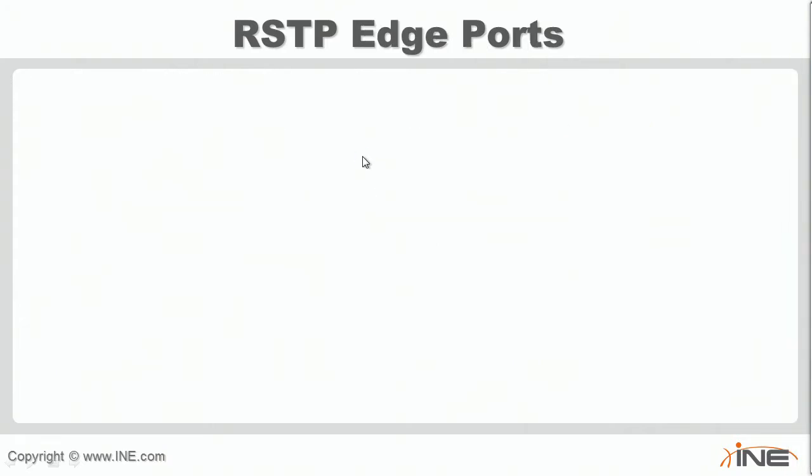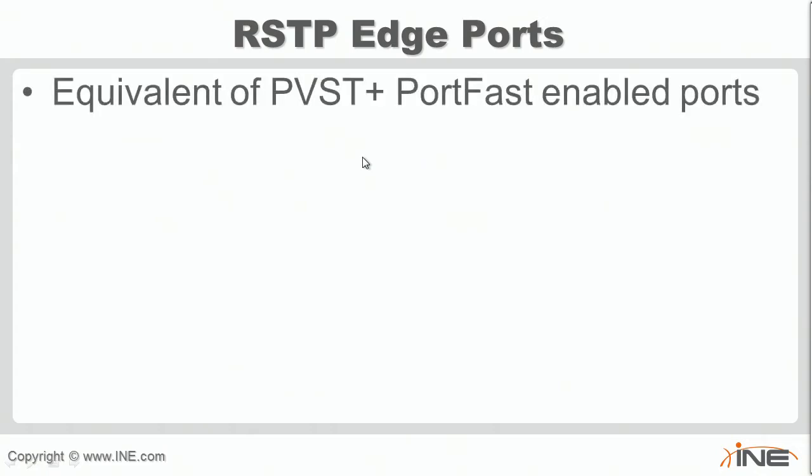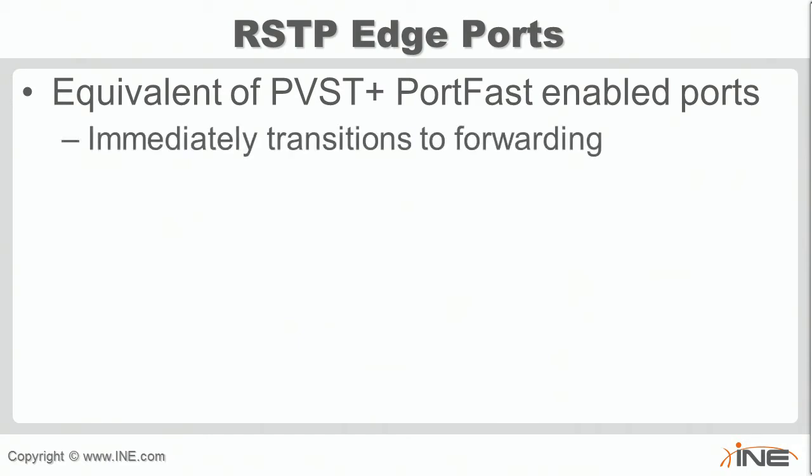We also have what is known as an edge port. An edge port is basically the equivalent of a port-fast enabled port for per VLAN spanning tree, where the idea of a port-fast port is that when you connect it to the LAN segment, you don't want to have to wait for the listening and learning phases. So you go from blocking immediately to forwarding, or you go from disabled immediately to forwarding. The edge port in rapid spanning tree basically does the same thing, but it's technically not a port-fast port.